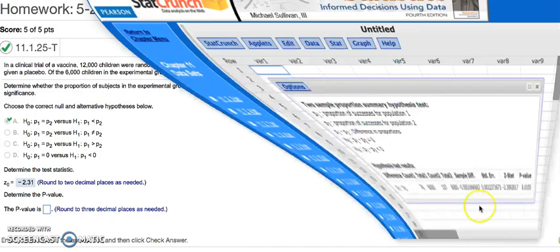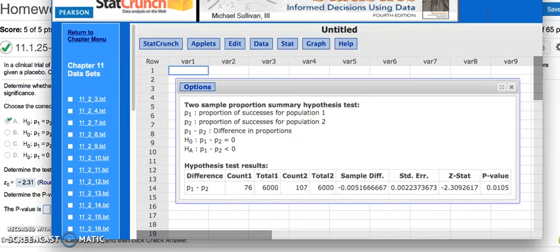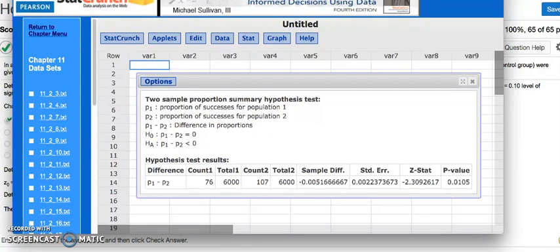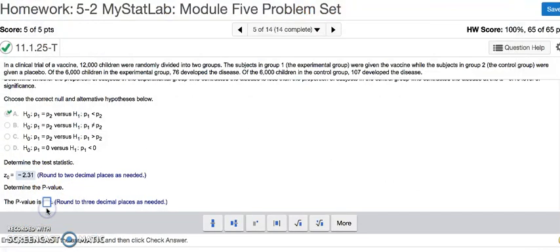The next one asks us to find the p-value. We can find that in the same window that we just found the test statistic. Right next to it, it automatically generates it. So in our case, our p-value, round to 3, we're doing 0.011 because we round up. 0.011.